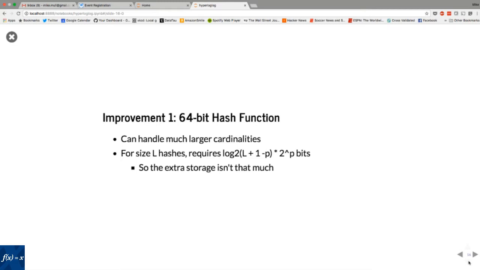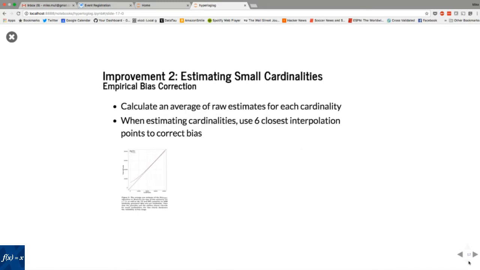So the second improvement that they make is for estimating small cardinalities. And what they mean by small is kind of open to interpretation. Unfortunately, this graph is not really visible. I was kind of hoping it would show up bigger on the screen. You can sort of see that there's a diagonal line there, which would be what an ideal algorithm would do, and then this red line that kind of curves down toward the left-hand side is what HyperLogLog would give you.